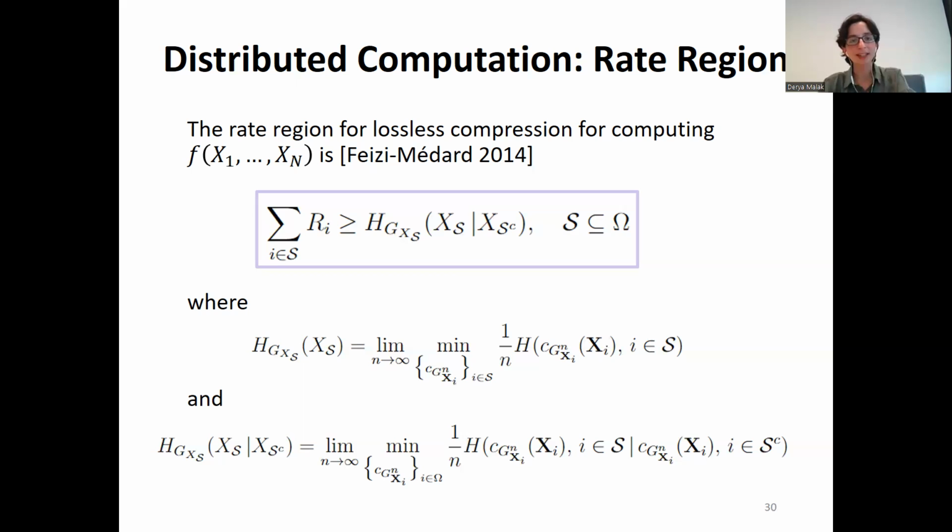So I know that it looks a bit complicated, but what it all says is the graph entropy is nothing but the best entropy of the best coloring that we can find for coloring the length n sequence, and similarly for the conditional graph entropy. So we need to be able to understand the fundamental limits for communication, distributed communication. We need to evaluate these terms.